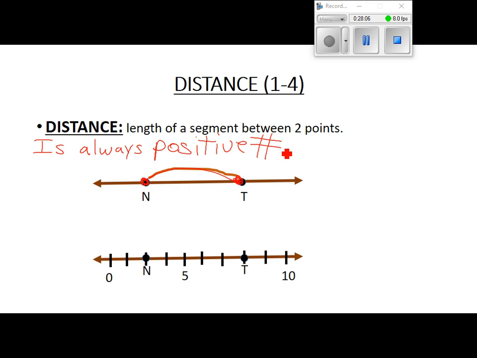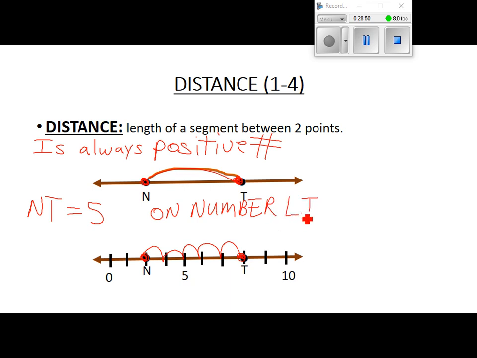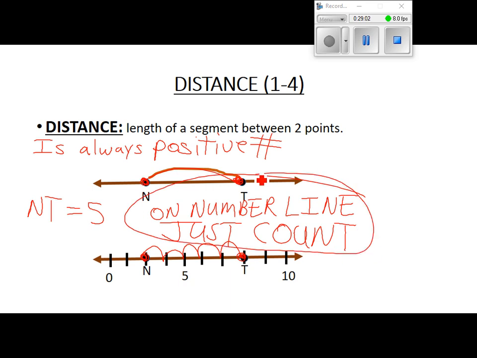When we do this, I'm going to show you the mathematical way in a second to do on a number line. But right now I'm going to show you an easier way. If I wanted you to find the distance from point N to point T, what would you do? So NT equals what? 5. Remember, this means the length of segment NT equals 5. So what I want you to write down here, probably the easiest way, on a number line, just do what? Count. Just count. That's the easiest way. On a number line, just count.